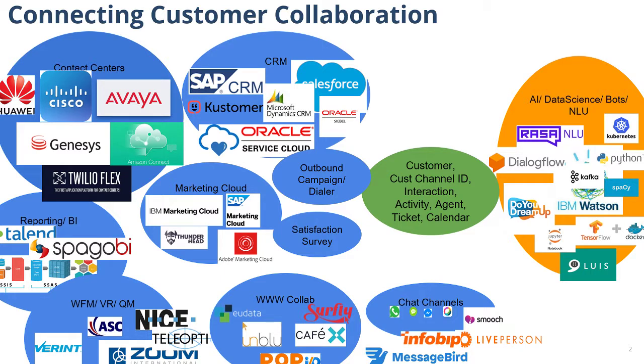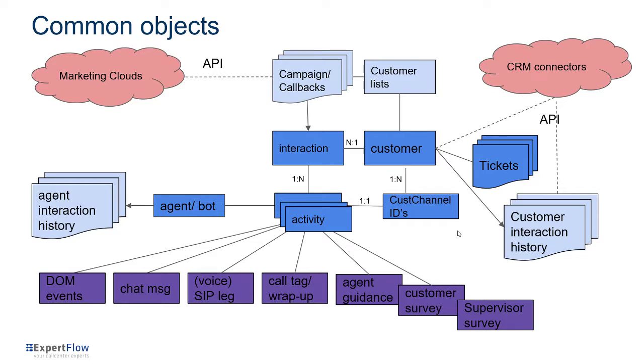In order to do so, we introduced a certain set of common objects that are used by most or all of those tools, which is a customer channel ID. Every customer has multiple identities, such as a mobile number, an email, a Facebook chat ID, a WhatsApp Messenger ID, and so on. Then you have interactions by that customer and several activities on one particular interaction. You have tickets, and you might have calendars for that customer or for that agent, and you have a contact center agent. This is an overview of the object model.